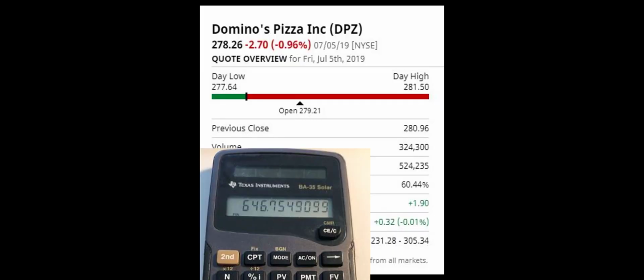Okay, so we're going to add in 278.26, which is the current value, and press PV for present value. We're going to put 10 years and then press N, and then 8.8 and put it in percentage I. Press CPT for compute, and then press FV for future value. And we've come up with 646.75. So what this means is that the current value of 278.26 in the future will be 646.75.